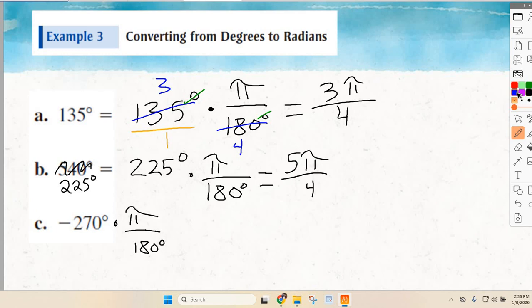So what goes into both 270 and 180? 90. How many times does 90 go into 270? 3. And it goes into 180 twice. But we do need to make sure that we carry across that negative. So we get negative 3 pi over 2.